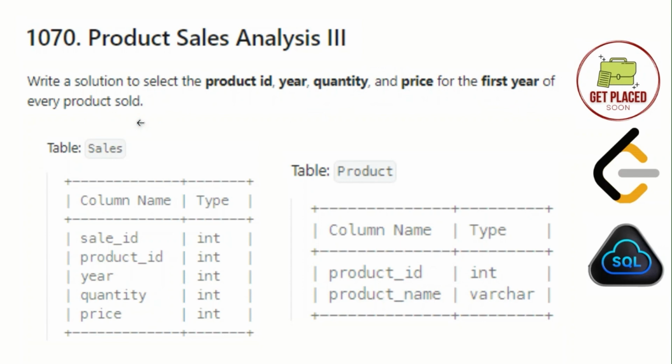When you go to a supermarket, you can see multiple items there, and for each item, we need the first year that item came and its first year sales. We need to get the 4 details: product ID, year, quantity and price.